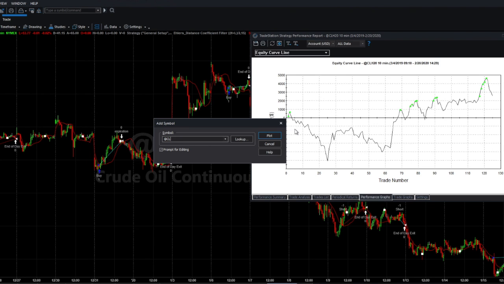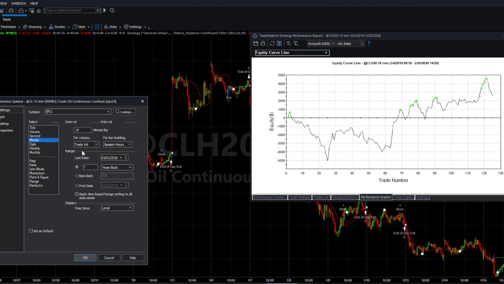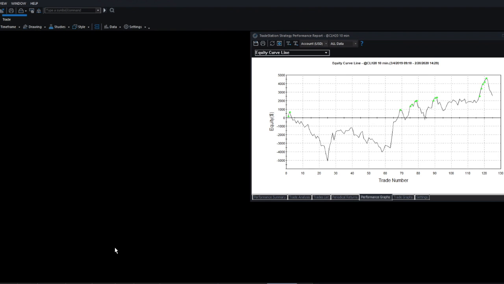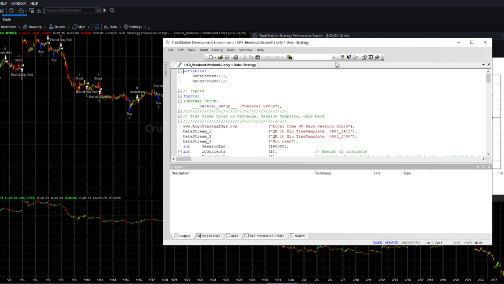So let's add our second time frame. We're gonna add a second crude oil chart, and we're gonna change the time to 15 minutes. Also 1 year back. Here we say okay. I also have to change the data stream in my strategy code. Make this a 2. Okay, compile.